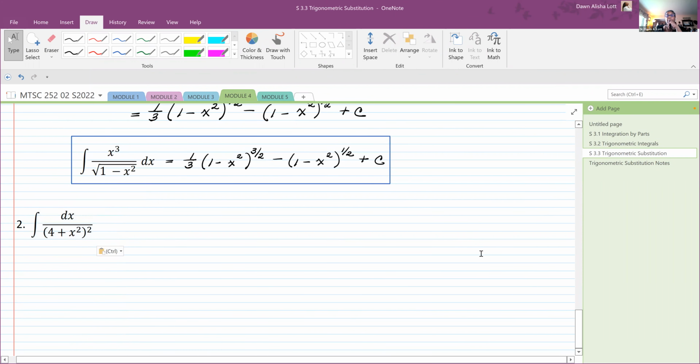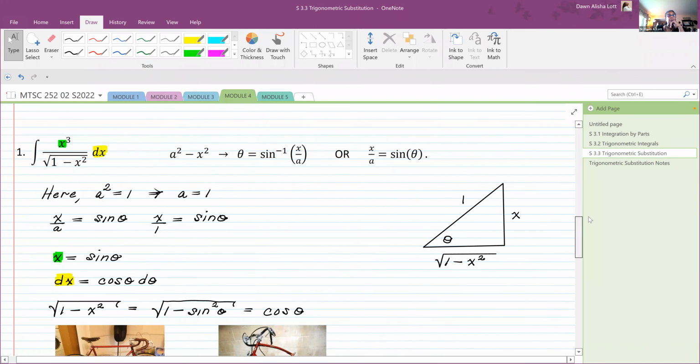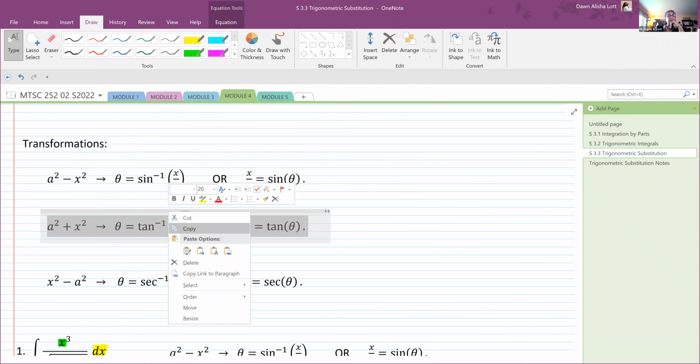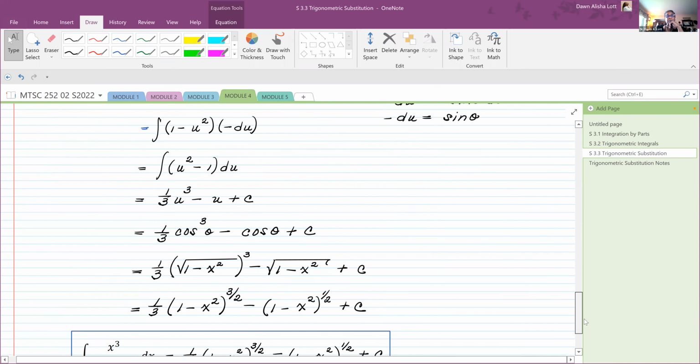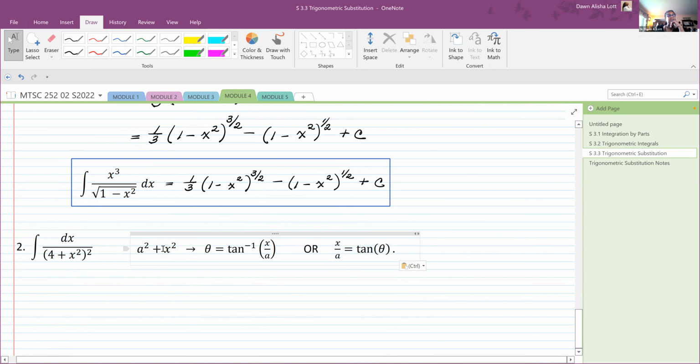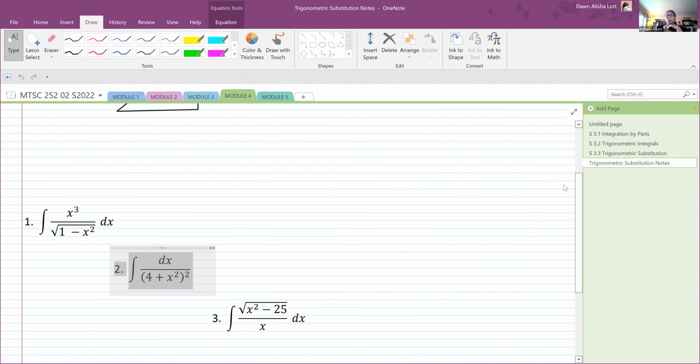All righty, this is problem number 2. And problem number 2 seems to have a similar form like this. So I have a squared plus x squared in my problem. I see it, there it is. So in that case, I'm going to use theta is the tan inverse of x over a, or I'm going to use x over a is the tangent of theta. Let me go grab my triangle because I'm going to need it.